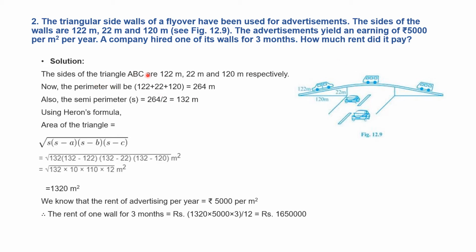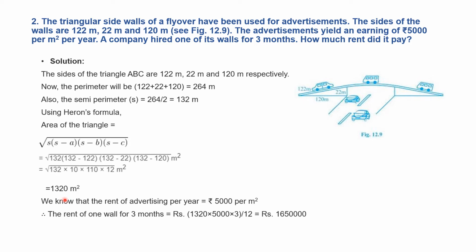Now see, the sides are given to us: 122, 22 and 120. The perimeter will be the sum of all these three, and the semi-perimeter is half of it. So 132 is our semi-perimeter. Now we will use Heron's formula here. The formula is the square root of s into s minus a, s minus b and s minus c. So instead of s, 132, a, 122, b, 22, c, 120. Here is our result, that is 1320 meters square.